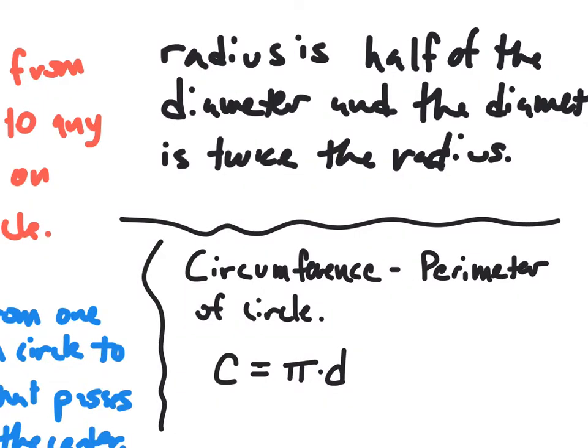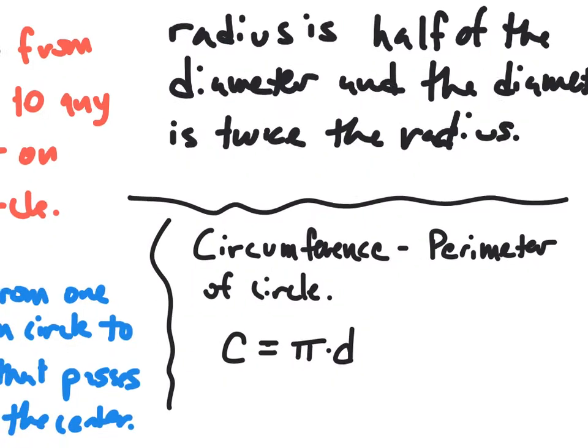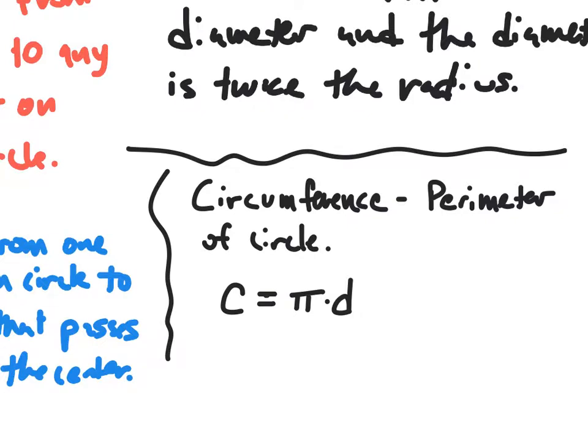Now we could do that, or we could also use the formula the circumference is equal to pi times 2 times the radius. Because remember, guys, that the diameter is equal to taking the radius and multiplying it by 2. So if you're given the diameter, you can calculate the circumference, and if you're given the radius, you can also calculate the circumference.